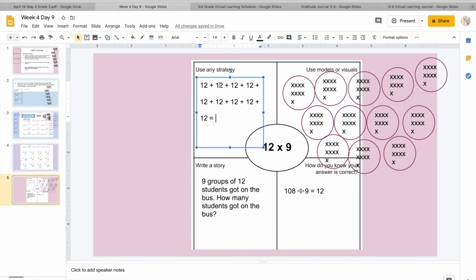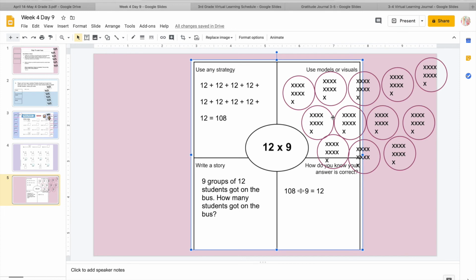So 12 plus 12 I know is 24, plus 12 is 36, plus 12 is 48, plus 12 is 60, plus 12 is 72, plus 12 is 84, plus 12 is 96, plus 12 should be 108. And then what I did over here was I did 12 groups and I put 9 X's in each group.